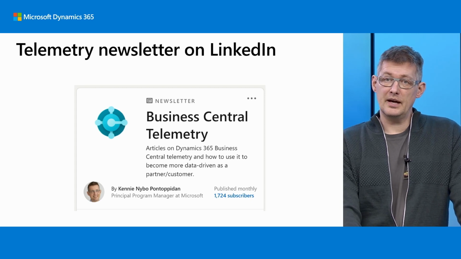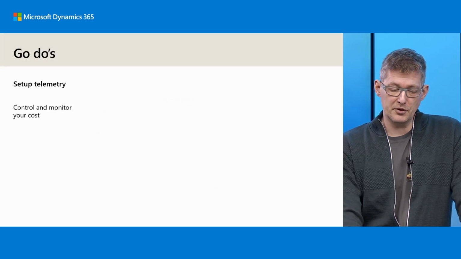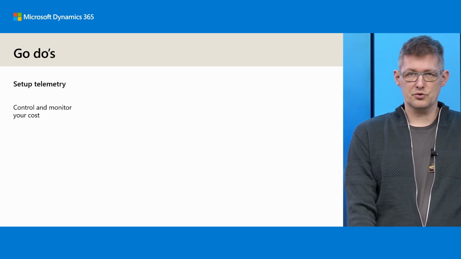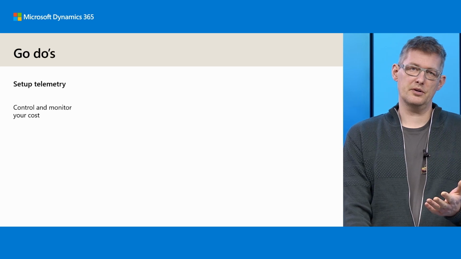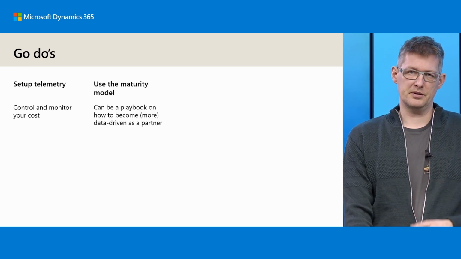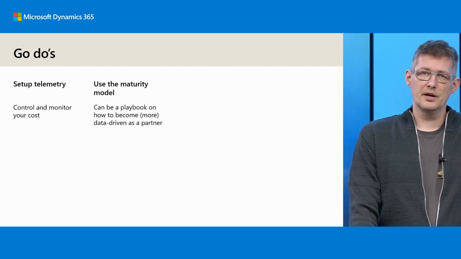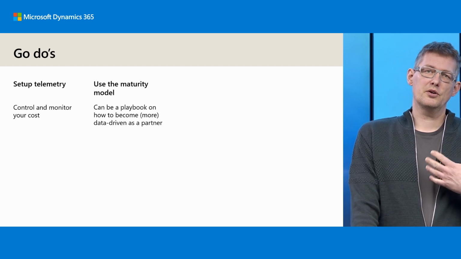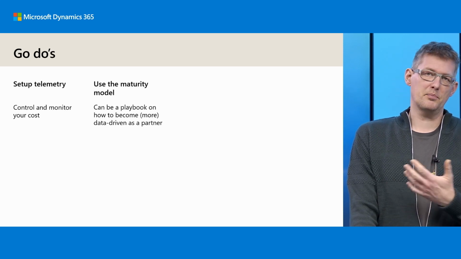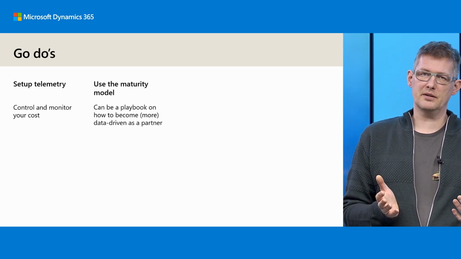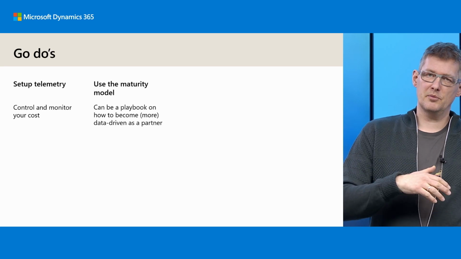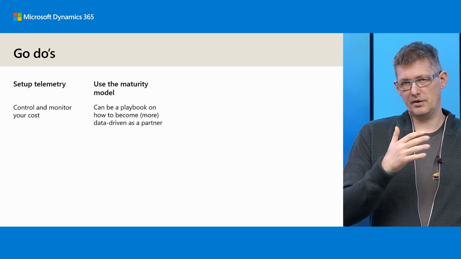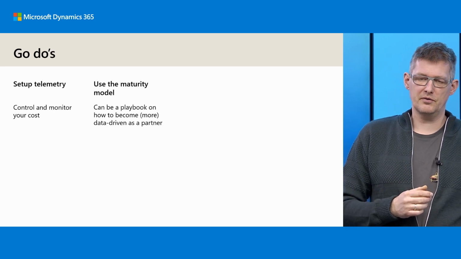All right, that's it. Some to-dos. First of all, set up telemetry. But when you do, make sure you control and monitor your costs. Look at the docs so you don't get any surprises. Second, use the maturity model. There's a maturity model for how to use telemetry in your organization. It's a playbook of how to be more data-driven as a partner, and the maturity model was mentioned in part 1 of this session, the data-driven part of the launch event on telemetry.